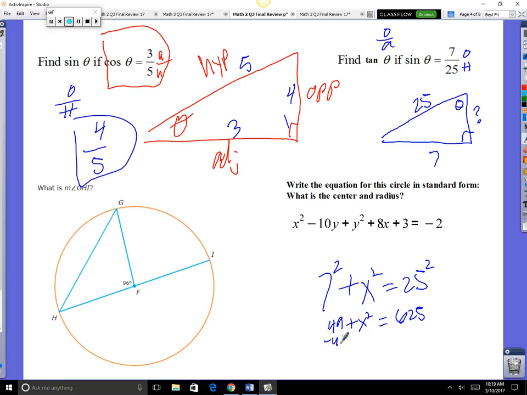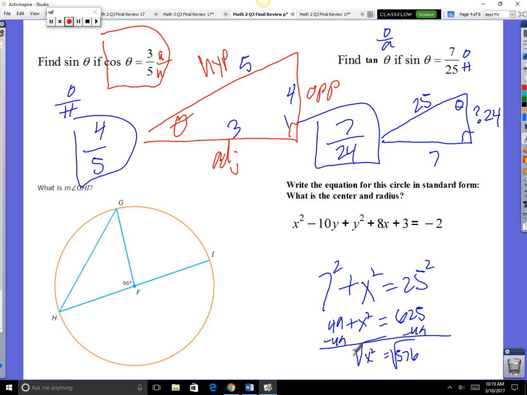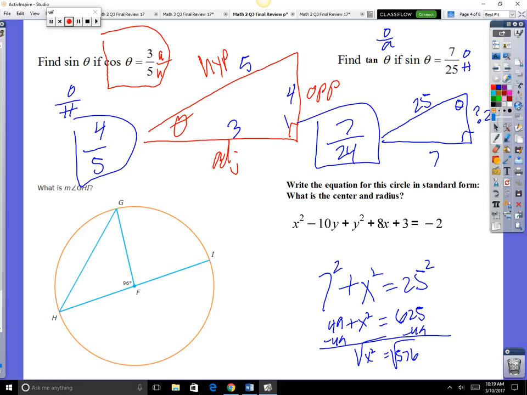So now minus the 49, minus the 49. So we got x squared equals 625 minus the 49, 576. Now undo the square, so square root of 576. It is 24. So now the ratio, we're going to do tangent. So we're going to put opposite on top, adjacent on bottom, 7 over 24. Easy cheesy.